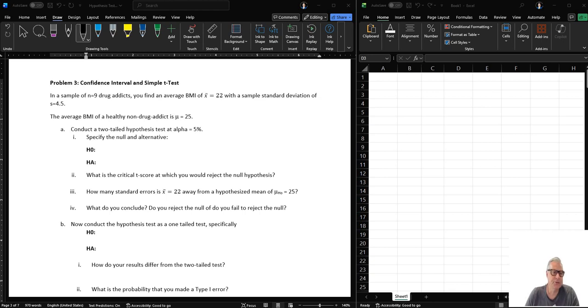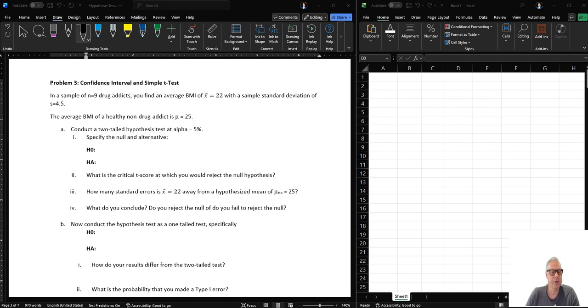Alright, so in this problem 3, this is again about a confidence interval and a simple t-test. Let's just assume that in a sample of n equals 9 drug addicts, you find an average BMI of x bar equals 22 with a sample standard deviation of 4.5. The average BMI of a healthy non-drug addict is 25. And those are made up numbers.